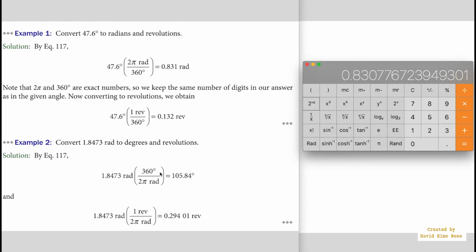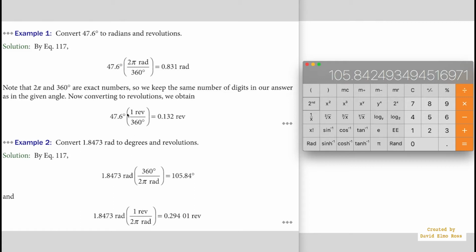Let's take a look at going from radians here to degrees. We start with 1.8473, and we're going to multiply that by 360, and we're going to divide by 2, and we're going to divide by pi. And in this case, we end up with 105.84 degrees. That's equivalent to 1.8473 radians.